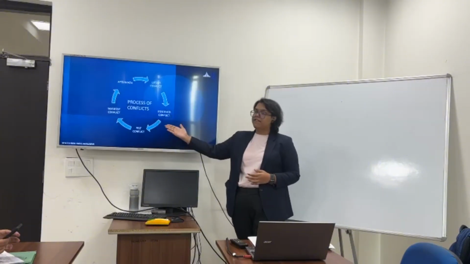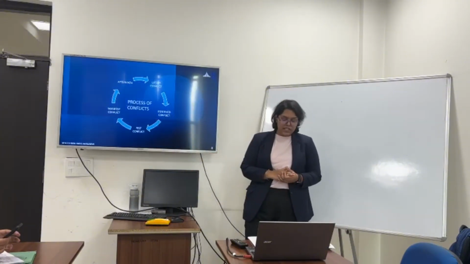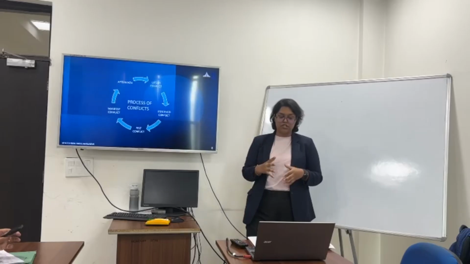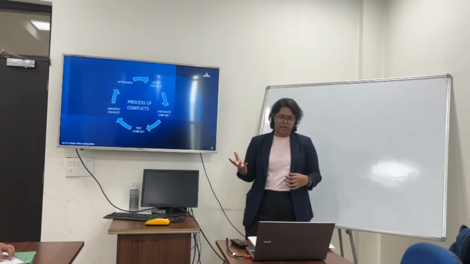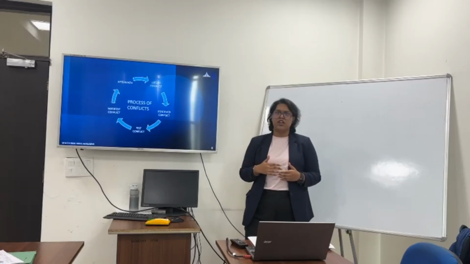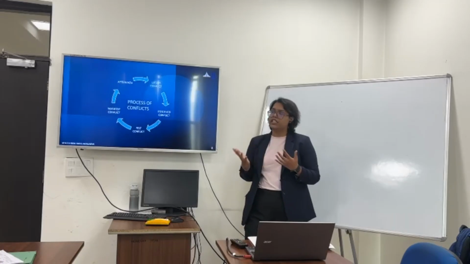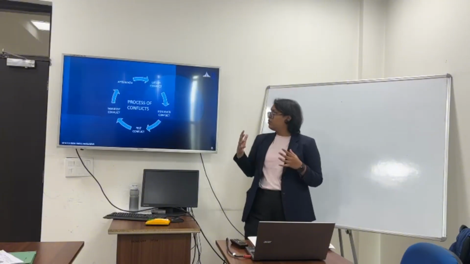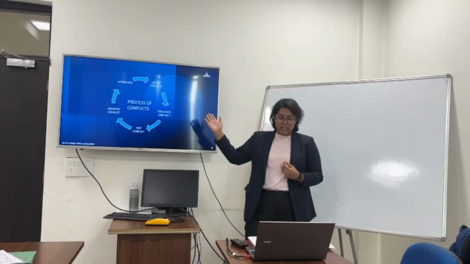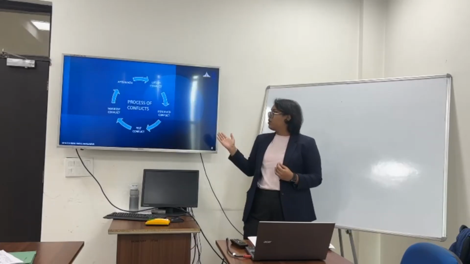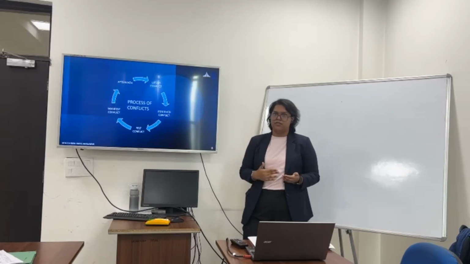Then we have manifest conflict. In this stage, the conflict becomes visible through the action or behavior of one person. It may appear as arguments, strikes, not cooperating, or poor teamwork. So through their gestures, we get to know that there is a conflict. This stage is also known as the action stage.